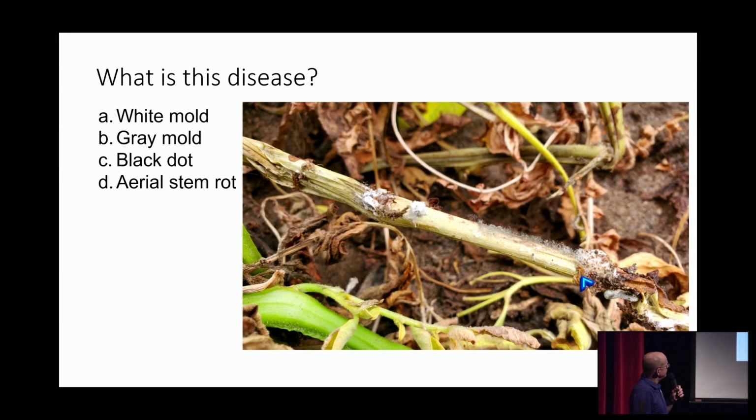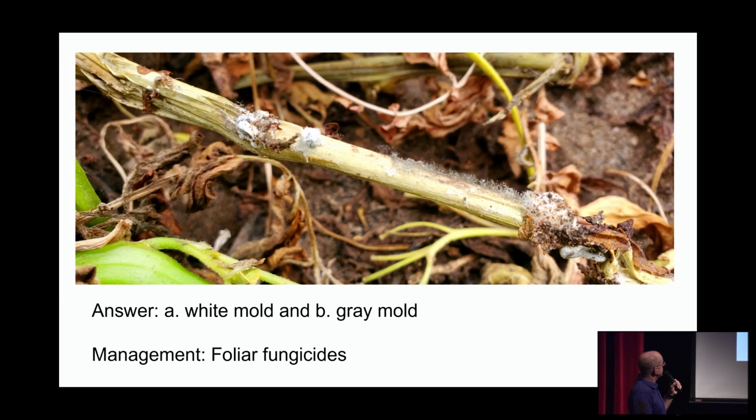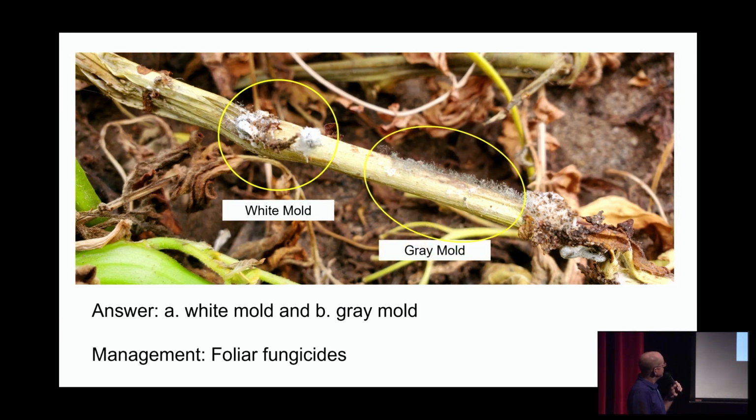So what's the disease we have on this stem right here? It's this white mold, gray mold, black dot, or aerial stem rot. And in this case, we have white mold right here. That's that white growth. In fact, this is a sclerotia that's forming on the outside of the stem. And we also have gray mold right here. And many of the foliar fungicides that we spray are active against gray mold. We do have some that are good on white mold, which we'll talk about later. That really is the best way to control these. And I think we've seen more and more of these lately.